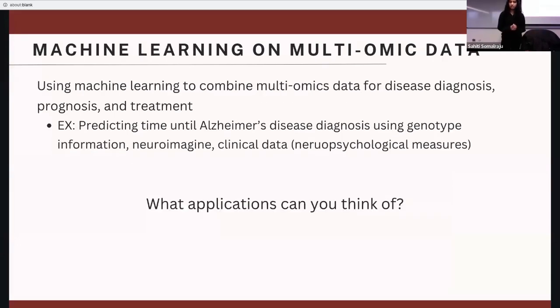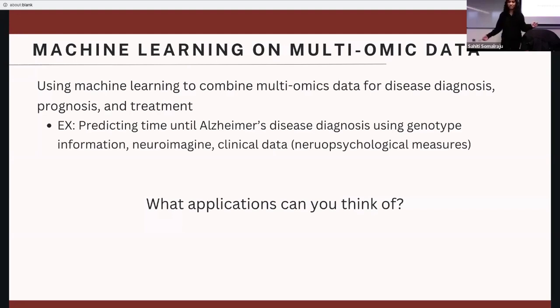All right, so some applications of machine learning in healthcare and in clinical settings is that you can combine the multi-omics data that we were talking about earlier for disease diagnosis, prognosis, and treatment. One example of this is predicting time until Alzheimer's disease diagnosis using genotype information. You can use neuroimaging and clinical data, such as neuropsychological measures. And by implementing all three of these data sets, you can potentially predict the disease diagnosis.